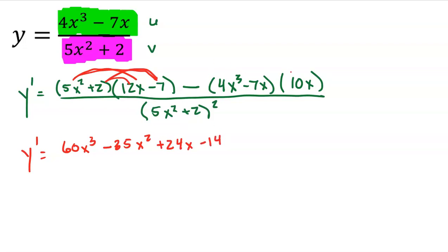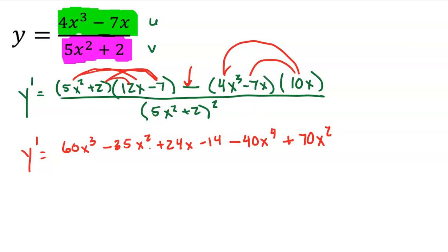Now I got to be super careful in the back. I do have to distribute the 10x, but I also have to distribute this negative sign right here as well, because that negative sign is getting run through. So I have negative 40x to the fourth, positive 70x squared. Because the negative 4x cubed became a negative, the negative 7x became a positive. So please be very careful with all of that. Oh, it's a long division line there. Divided by 5x squared plus 2 squared.